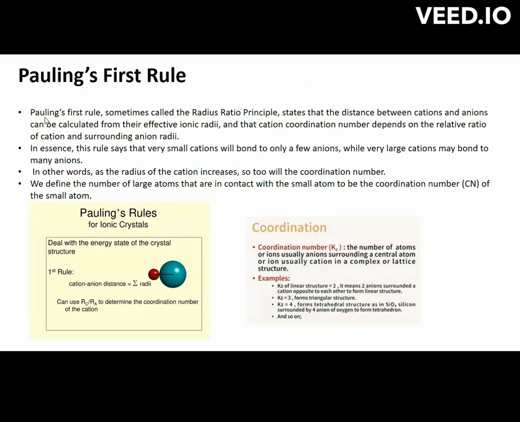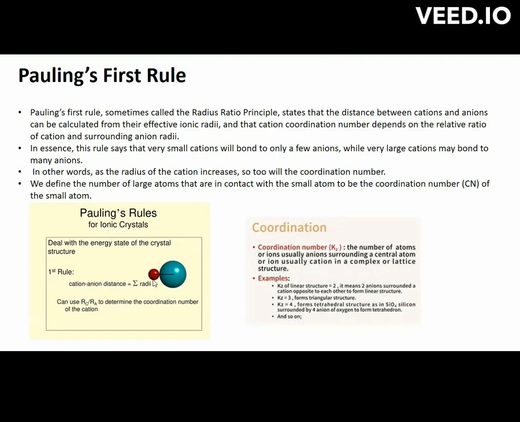The first rule is also called the radius ratio principle. This rule states that the distance between the cation and anions can be calculated from their effective ionic radii, and that the cation coordination number depends on the relative ratio of cation and surrounding anion radii. So here you can see the cation-anion distance.